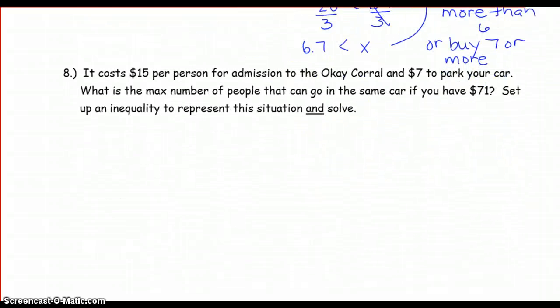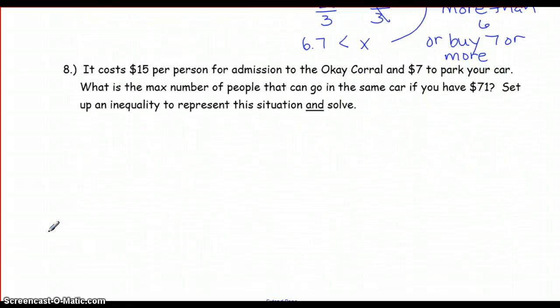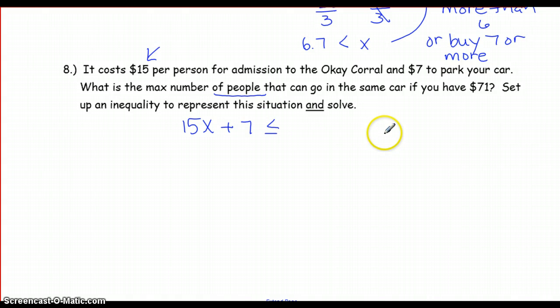Okay, last problem. It costs $15 per person for admission to the OK Corral and $7 to park your car. What is the max number of people? So you have to be careful here because the variable is going to go with the cost of a person. So we've got 15x plus one vehicle, which is $7. We want to know how many people can we bring if we have $71. All right, so there's our inequality.